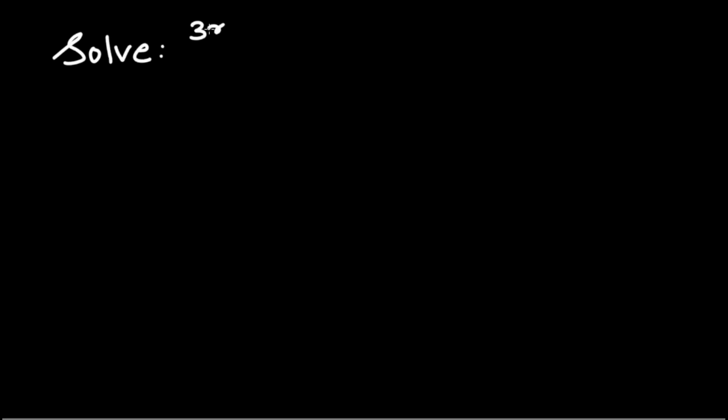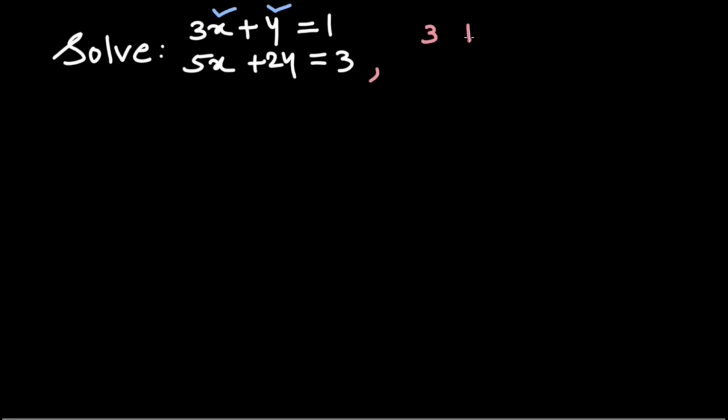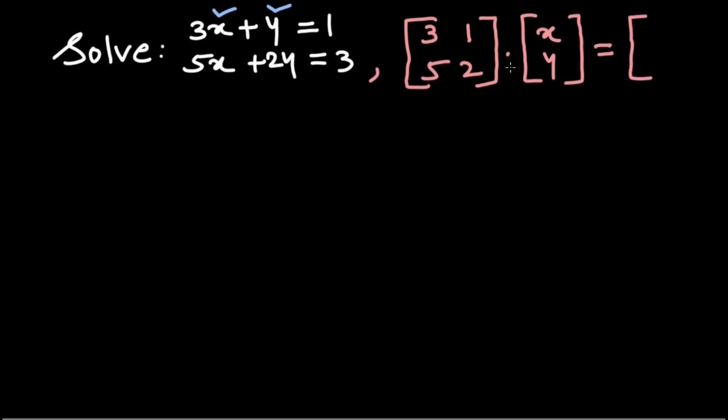Solve 3x plus y equals 1, 5x plus 2y equals 3. These are linear equations in two variables x and y. We have to find the values of x and y. So we write these equations in the matrix form: the matrix 3, 1, 5, 2 multiplied by the matrix of variables x, y equals the matrix of constants 1, 3. We name this matrix A, the matrix of variables X, and the constant matrix B.